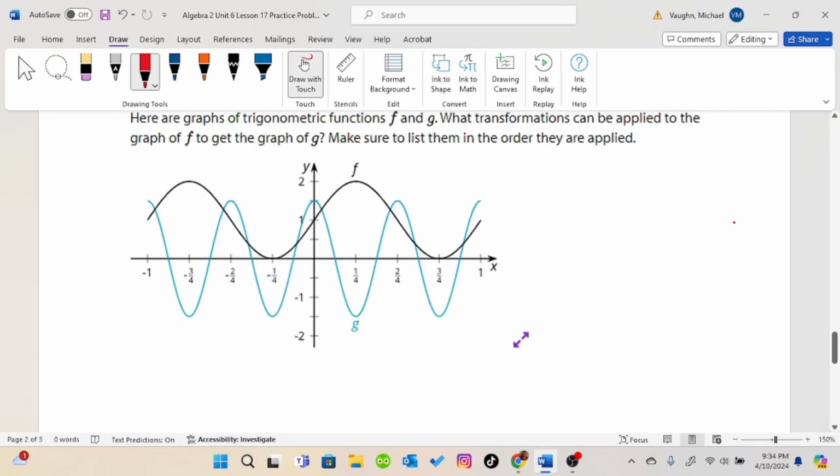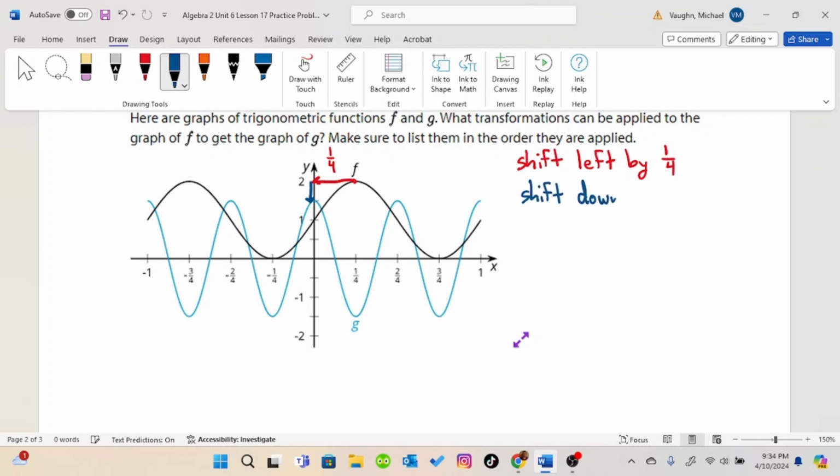Here are graphs of trigonometric functions f in black and g in blue. What transformations can be applied to the graph of f to get the graph of g? Make sure to list them in the order they are applied. So the first thing I'm going to do is shift left by 1/4. Then I'm going to shift down by 0.5.